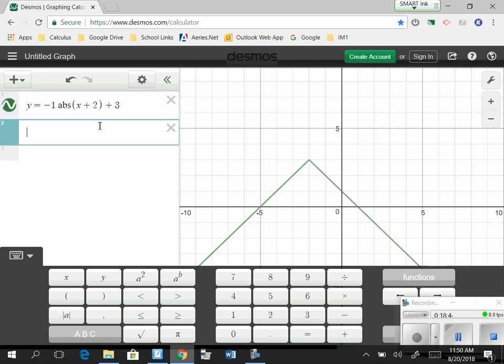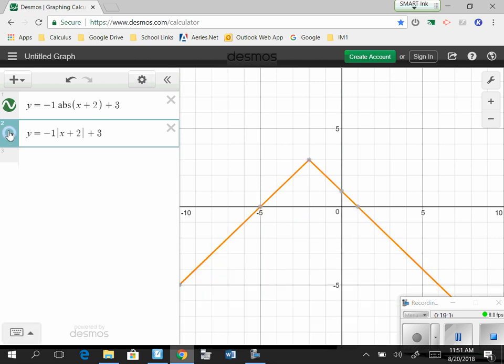Alternatively, we could have also written y equals -1. And if you look over on the far left of your keyboard up on the screen, you've got that little absolute value button. It's going to give you the pretty little absolute value bars. This works too. Now I can type x plus 2, get outside of those absolute value bars, plus 3.